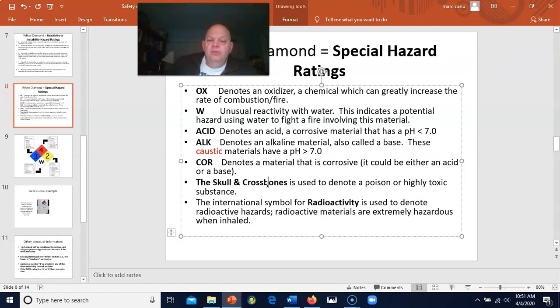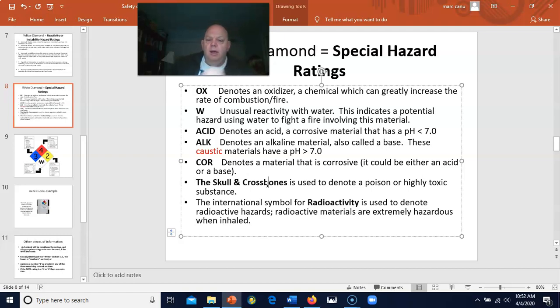So, skull and crossbones denotes a poison or a highly toxic substance. Is there a difference between the word poison and toxin? Yes, there is a difference, but most people in everyday life think it's the same thing, like velocity and speed. You'll have to have me in physics for that one. But a toxin is what will kill you. A poison can make you very sick, but in theory you should be able to survive it. But a toxin would kill you.